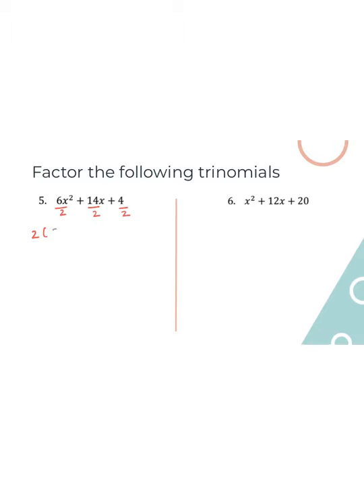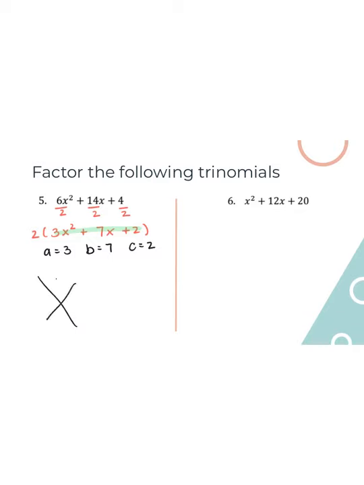So 6 divided by 2 is 3, and I still have x squared, plus 14 divided by 2 is 7, and I still have an x, plus 4 divided by 2 is 2. I'm going to take this, and I'm going to factor that. First, I need to find my a, my b, and my c. So my a equals 3, my b equals 7, and my c equals 2.